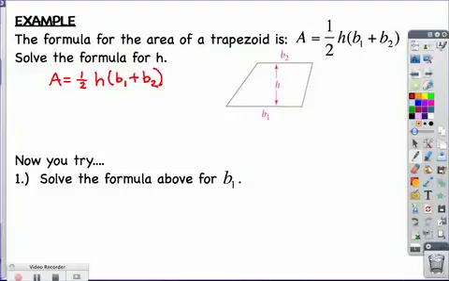So our final answer, with h isolated, is 2a over b sub 1 plus b sub 2. Now you try. Pause the screen as you work out the question and resume when you're ready.